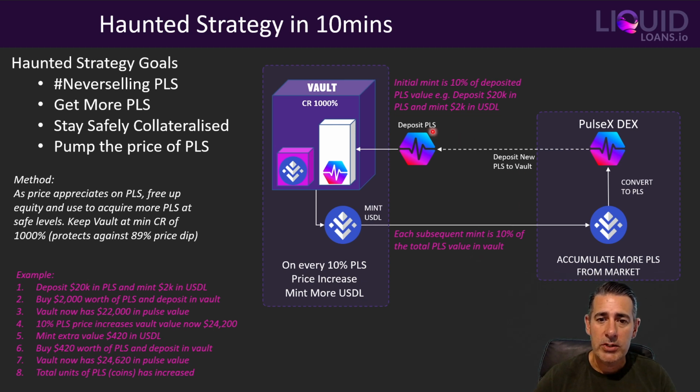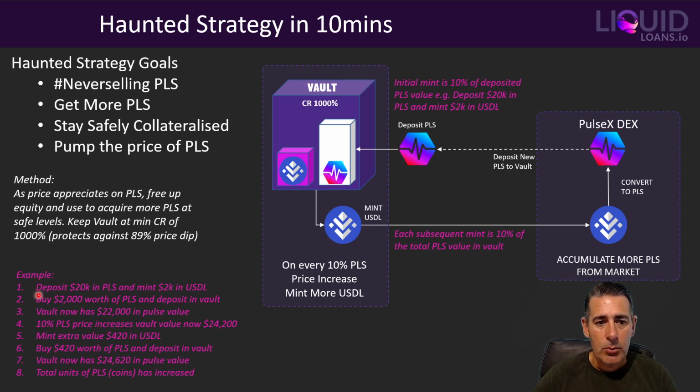Okay, so we're just going to keep recycling this through. We deposit our Pulse initially, mint some USDL, convert it to Pulse, deposit that in. When the price of Pulse goes up, we mint some extra USDL, send it across, buy some more Pulse, deposit that in. So you can see we're just circulating this through the system. Now let's have a look at the detail behind the example so you get a clearer picture of how this all looks.